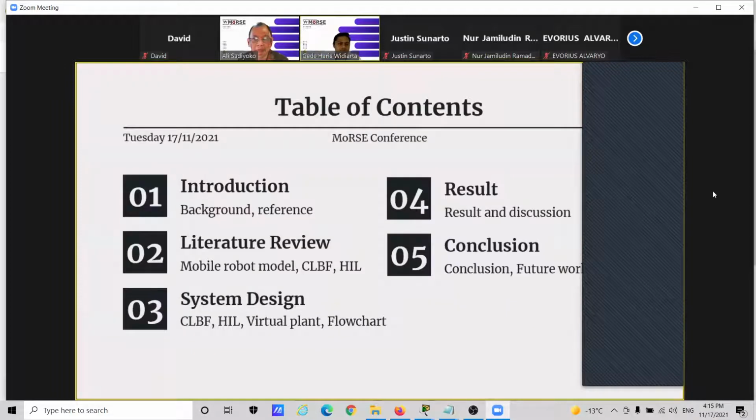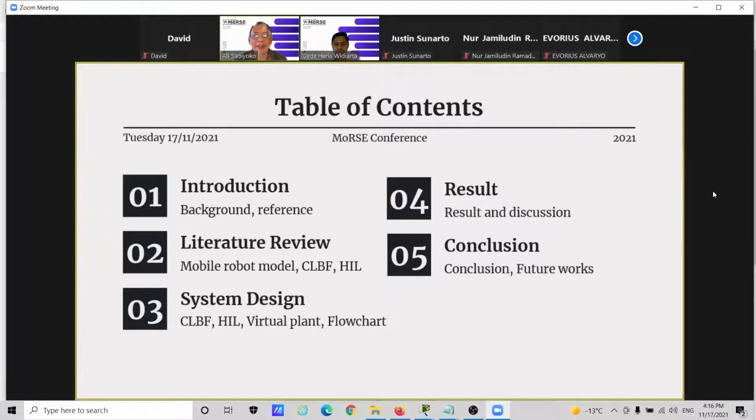Here is the table of content. First, we go to the introduction, then literature review, then system design. The last one is the conclusion.